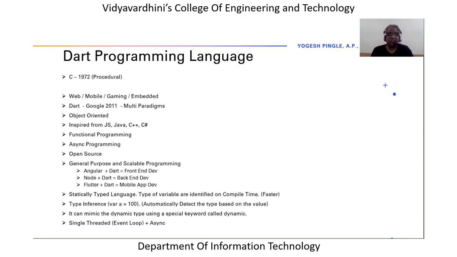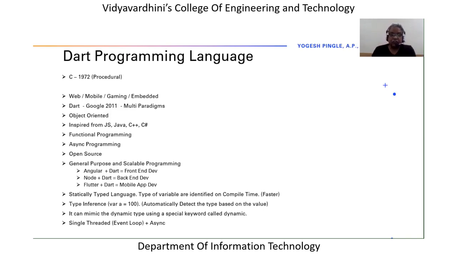So you can have the combination of Angular plus Dart for front end development. You may have Node and Dart for backend development. You may have Flutter and Dart for mobile app development. So you can see that Dart is a programming language which can be used for any kind of development purpose: front end, back end, as well as mobile development. Angular supports Dart, Node supports Dart, and Flutter obviously uses Dart. It is a statically typed language.